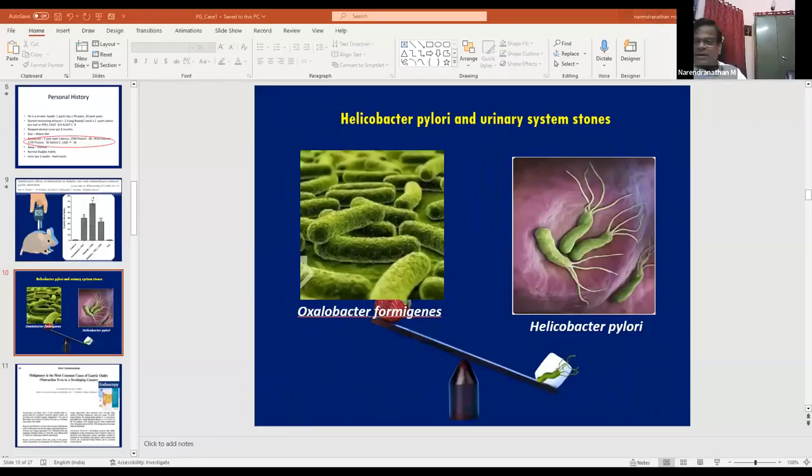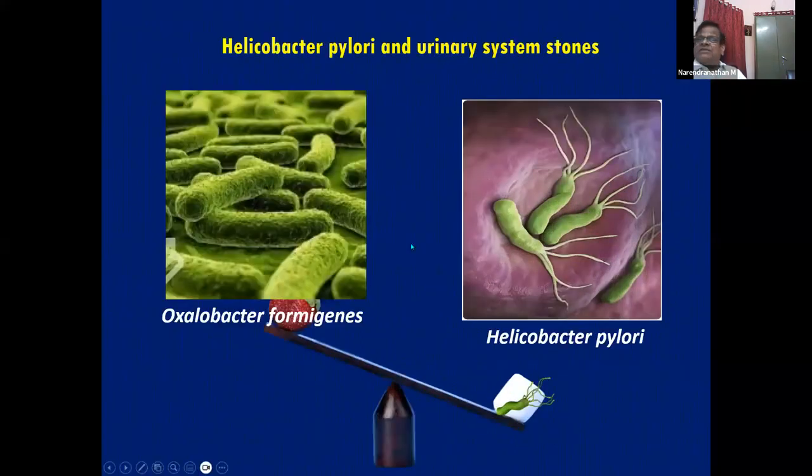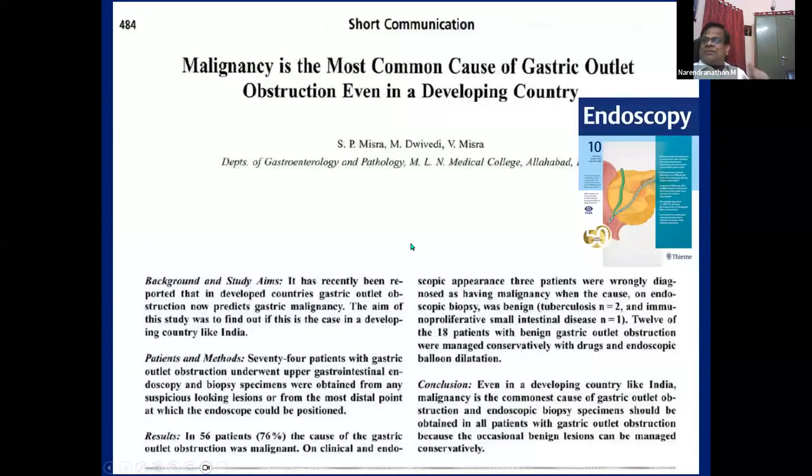So this is a paper from India, no? Malignancy is the most common cause of gastric obstruction, even in a developing country. This is SP Mishra, you know that, no? Allahabad. So the malignancy is the most common cause, even in a developing country. So even there are studies, even from outside, showing that in a person who comes with gastric outlet obstruction, malignancy is the most common cause.